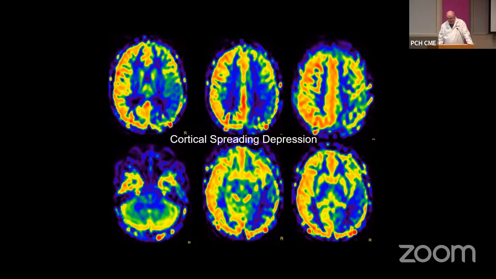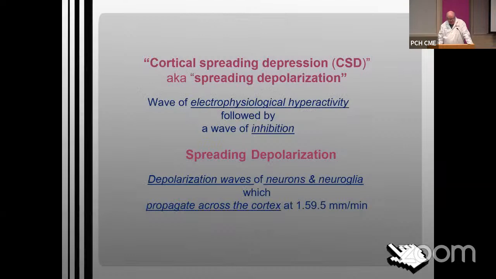And this is a phenomenon termed cortical spreading depression. Cortical spreading depression, also called spreading depolarization, is a wave of electrophysiological hyperactivity followed by a wave of inhibition. Spreading depolarization, if discussed in isolation, can be termed a depolarization wave of neurons and neuroglia, which propagate across the cortex at 1.6 millimeters per second. We put in the velocity here because that's, in terms of the brain, a very slow velocity. And I think Rob will also mention that velocities can vary in this thing.